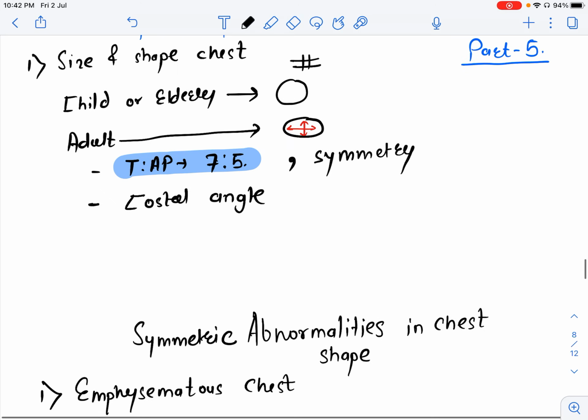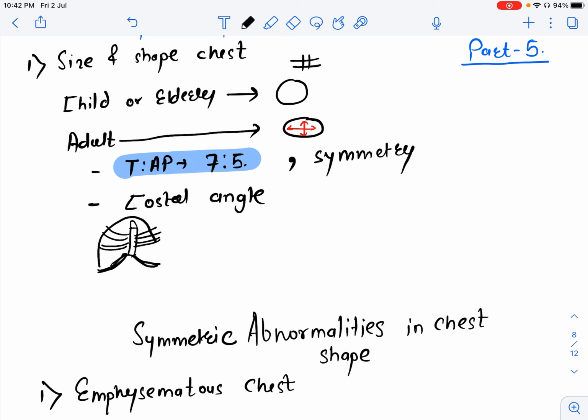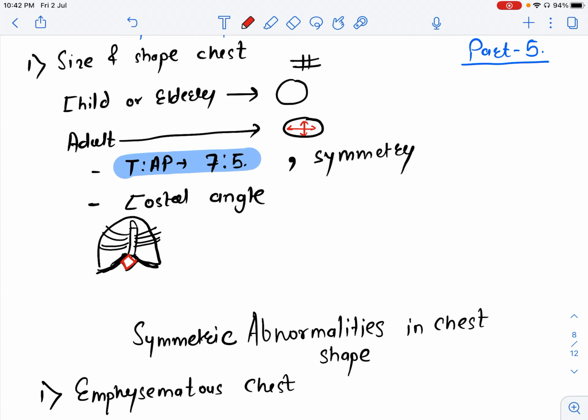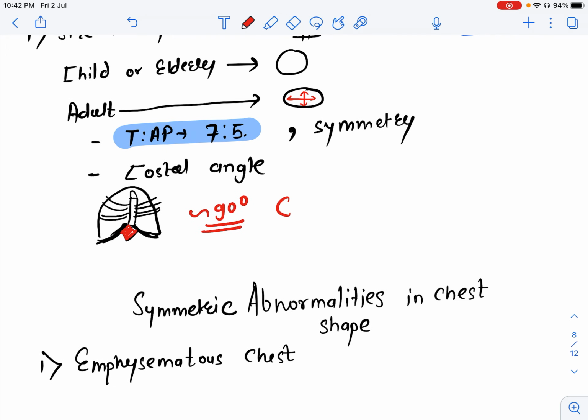To understand this concept of costal angle, suppose this is your sternum and these are your ribs. The costal cartilages form the inferior margin of the thorax or chest cavity, these costal margins. The angle formed between these two margins is known as the subcostal or costal angle. Usually it's around 90 degrees. Some say it is more acute in males.